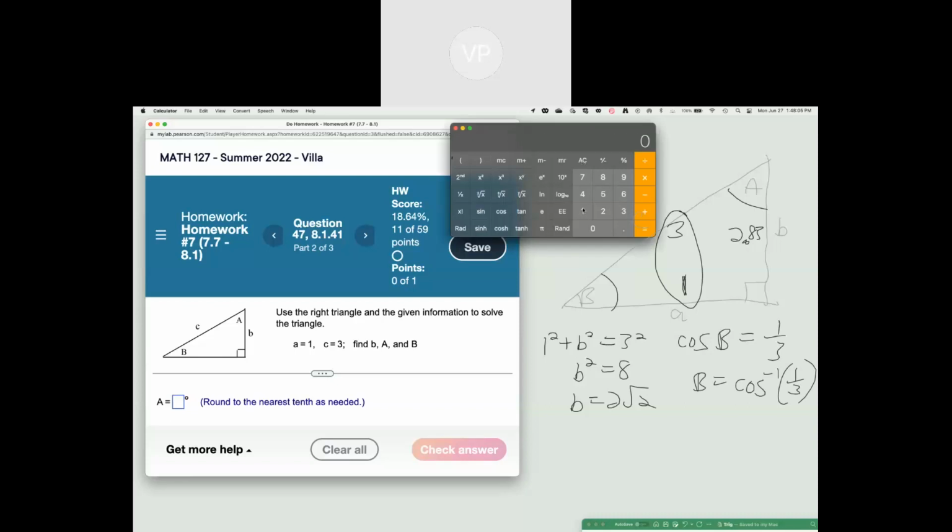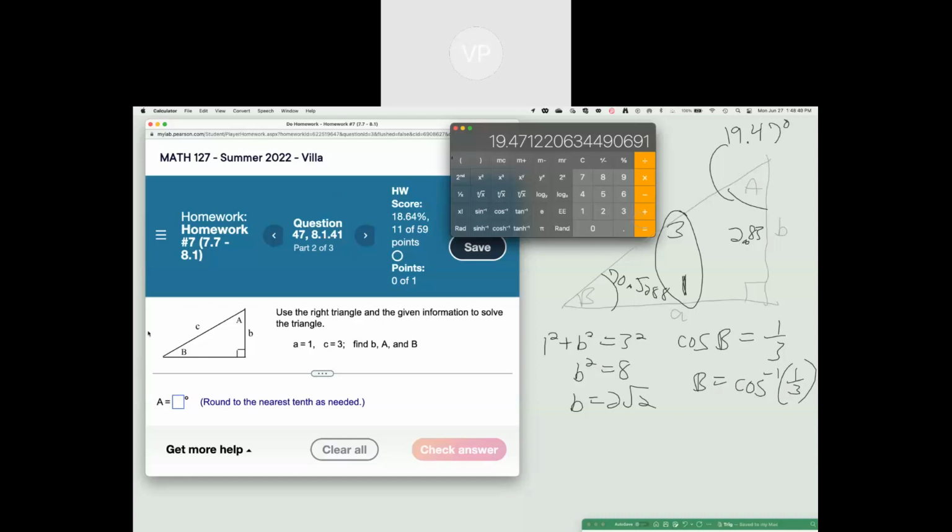So in my calculator, take your 1 divided by 3. Take the inverse cosine of that, and there's my angle, 70.5288. And they still want A. So now I'm going to subtract 90 from it. Subtraction, add 90, however you want to get to it, as long as you know it's the complement, we get 19.47.